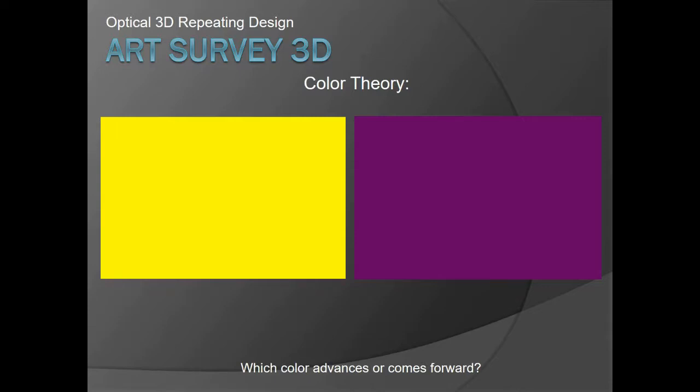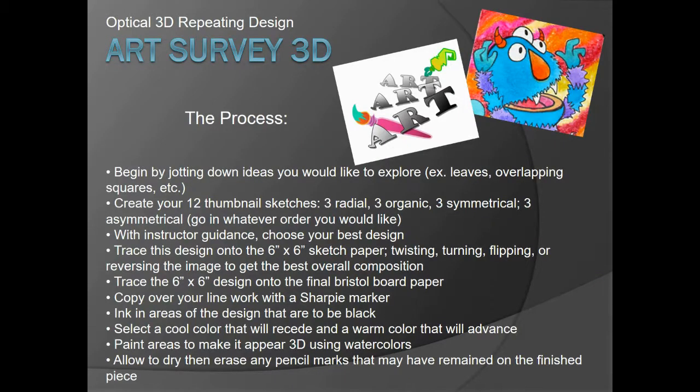It should be yellow. So for this project, you're going to create your own repeating design. We're going to start by creating a variety of thumbnail sketches, and that's where we're going to explore lots of different ideas. We're going to try different things. We're going to take some of our ideas and create radial designs. We're going to create organic designs. We're going to create symmetric designs, and we're going to create asymmetric designs.